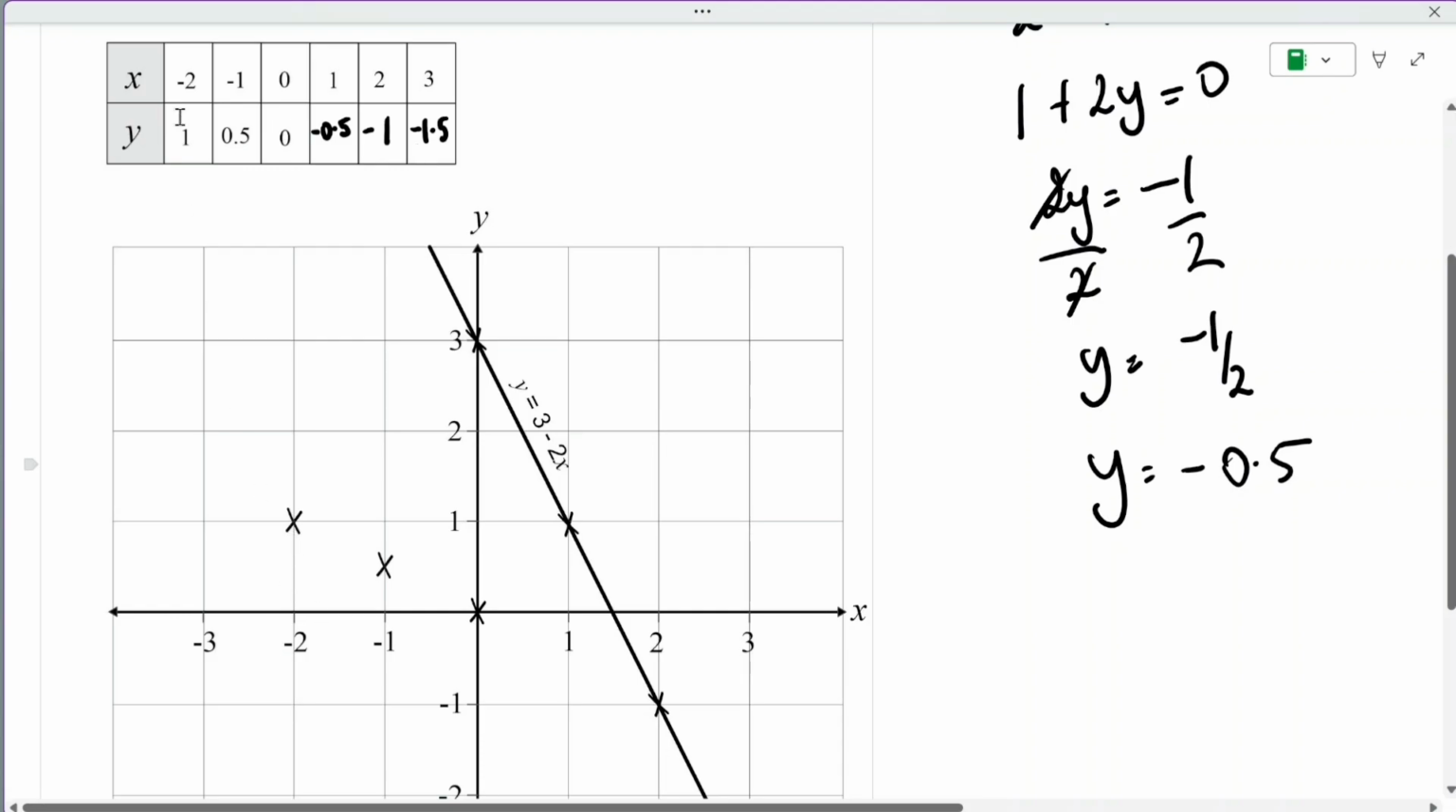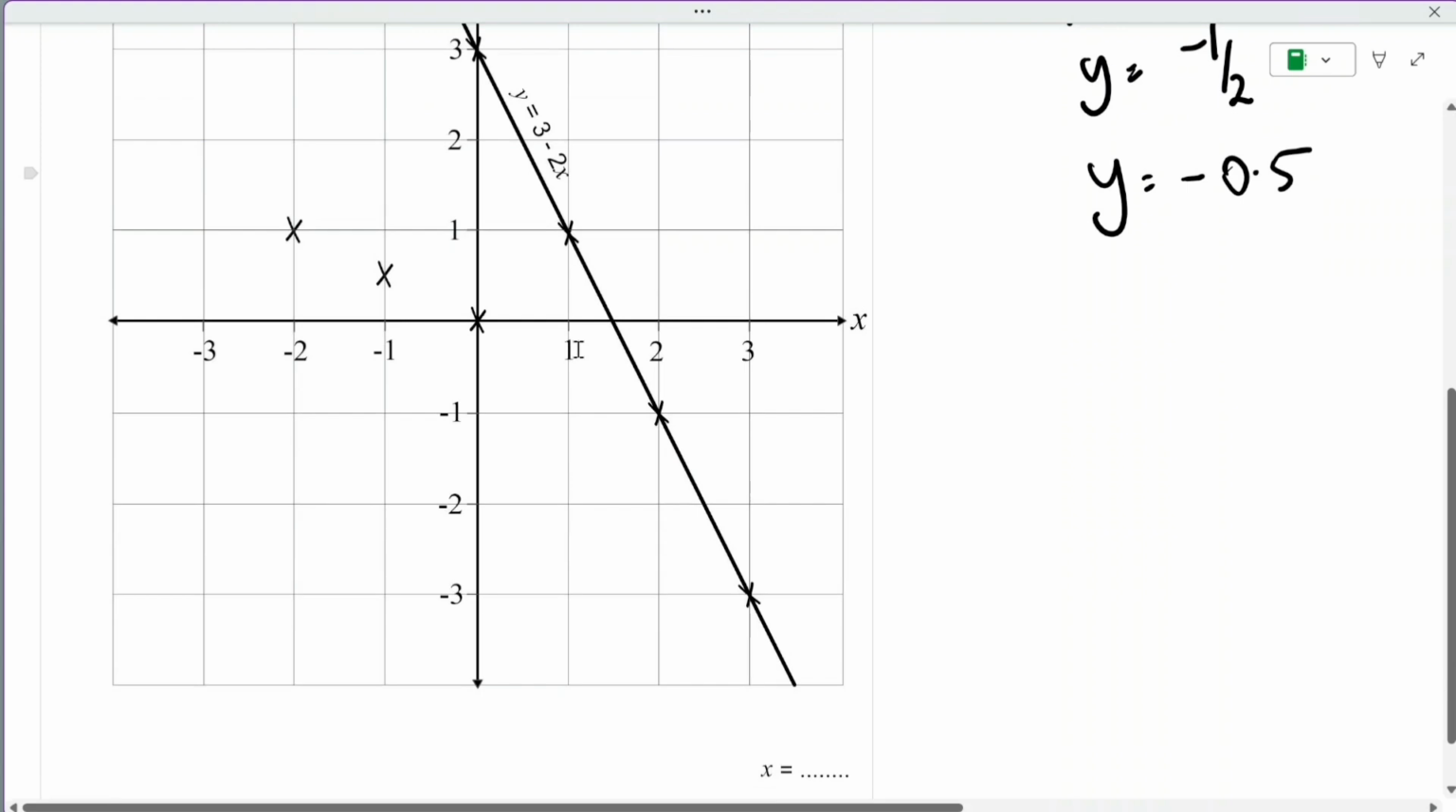That's this point. The second point says when x is minus 1, y is 0.5. When x is minus 1, y is 0.5. This point. That 0.5 is in between 0 and positive 1. The third point says when x is 0, y is 0. When x is 0, that's in the middle, y is also 0, this point. The next point is when x is 1, y is minus 0.5. That means we're dropping down the y-axis, and minus 0.5 is in between 0 and minus 1. So we have it here.